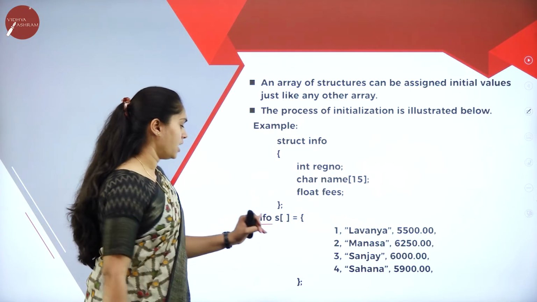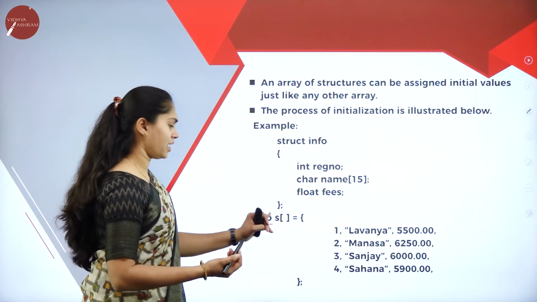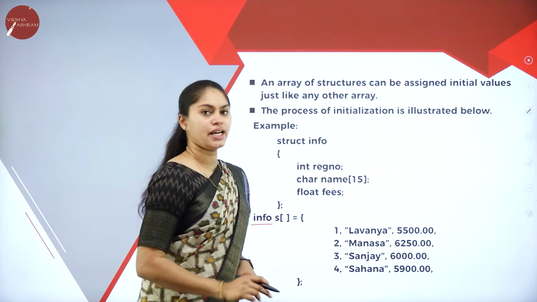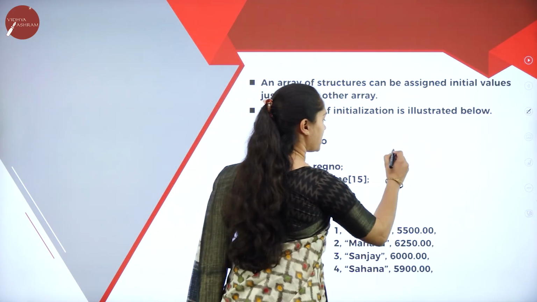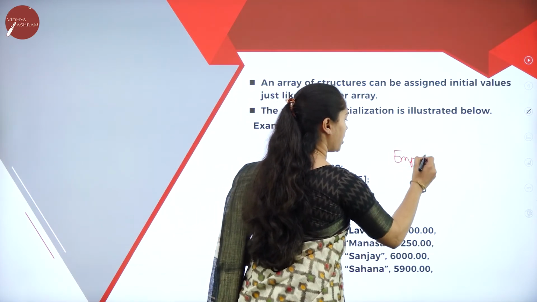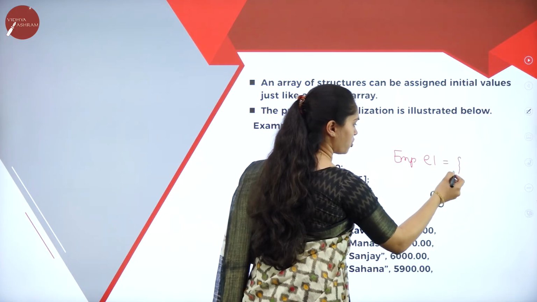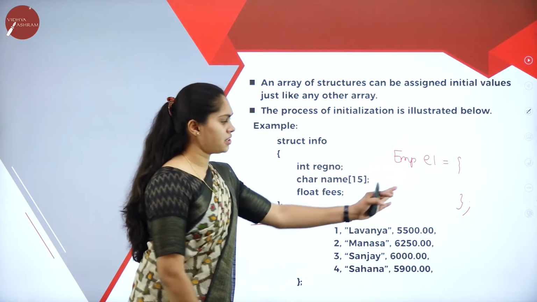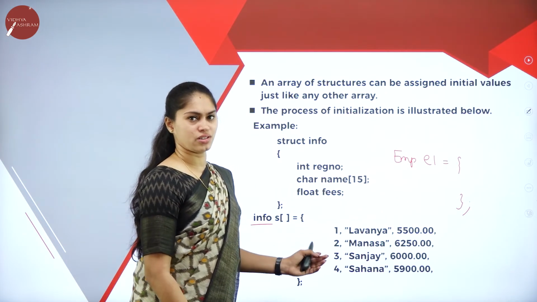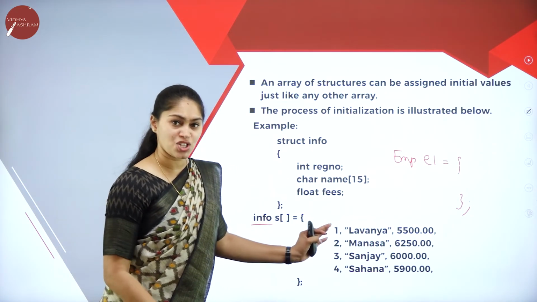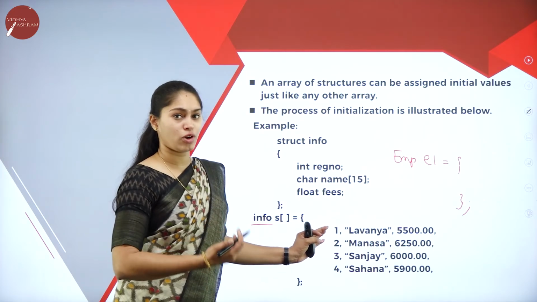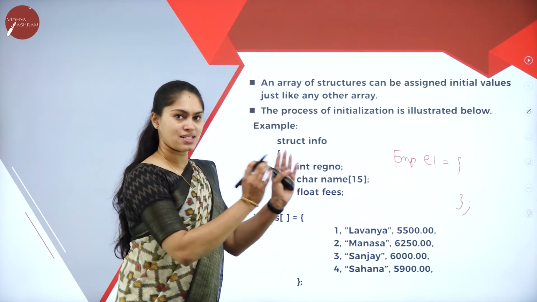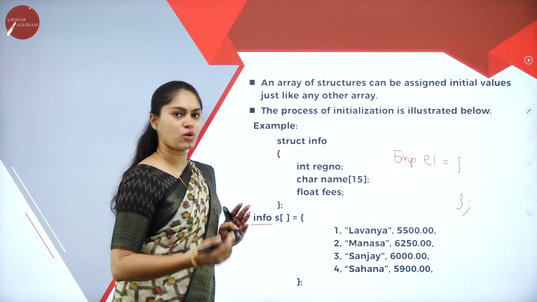Here you can see the initialization. You just recall the employee initialization, how we did that, employee E1. We use an opening of flower braces, within that I write the content, and at last I use the closing brace. So here also we can initialize an array of structure. That means it will have more than one element as a collection of structures. How are we going to do that?